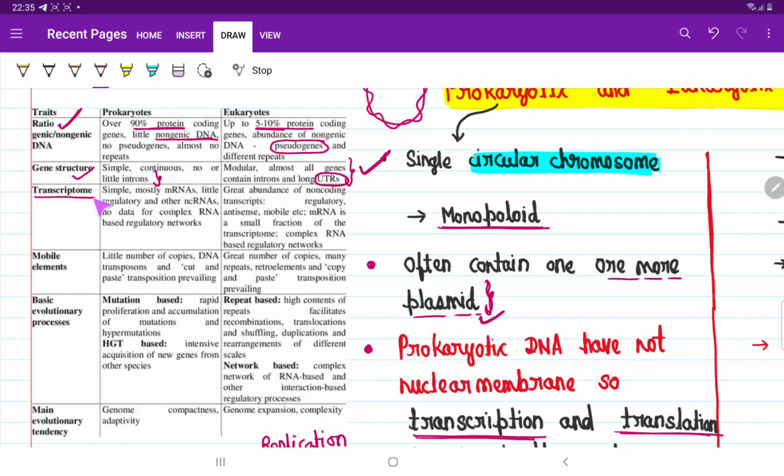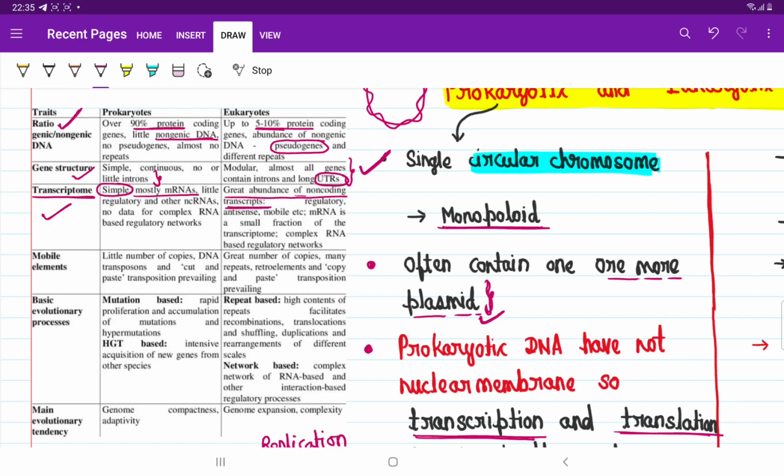And then you see the transcriptome. What is the transcriptome? If we have a genome which is the sum of all DNA, then the total sum of RNA they form is called the transcriptome. The total sum of RNA formed by a genome is called the transcriptome. So here the transcriptome is simple. They are mostly messenger RNA, but on the other side in eukaryotes you'll see they have a great abundance of non-coding transcripts. Okay, and those non-coding transcripts may participate in regulation of the whole process.